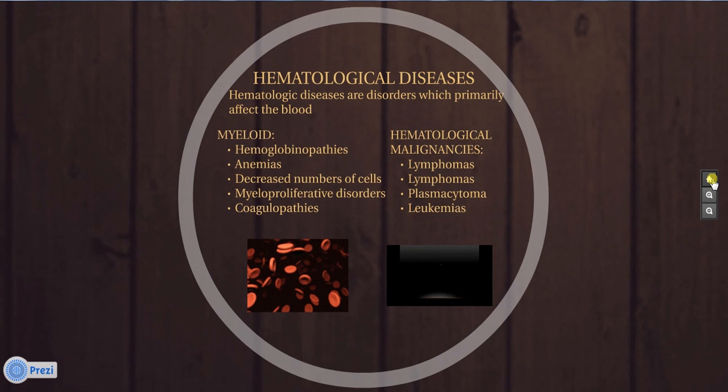Hematological diseases. Hematological diseases are disorders which primarily affect the blood. They are myeloid diseases and hematological malignancies. The myeloid diseases are hemoglobinopathies, anemias, decreased numbers of cells, myeloproliferative disorders, and coagulopathies. And the hematological malignancies are lymphomas, plasmacytoma, and leukemias.